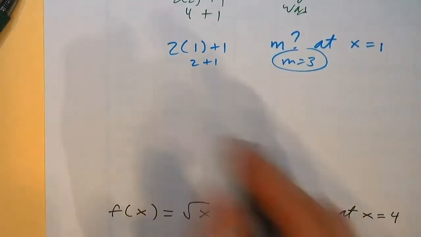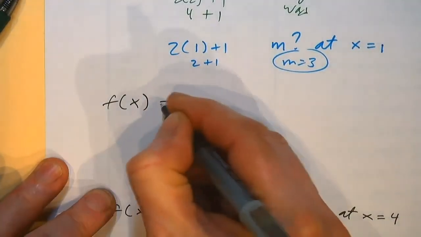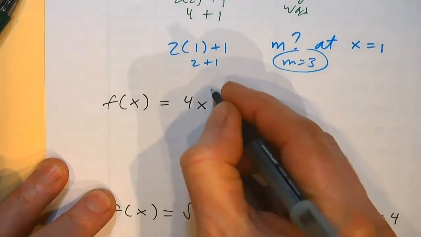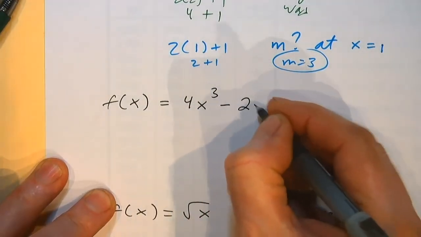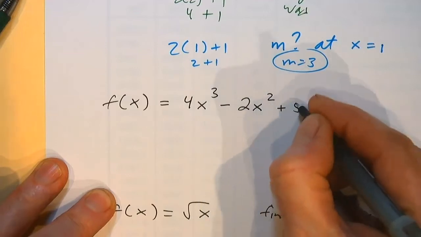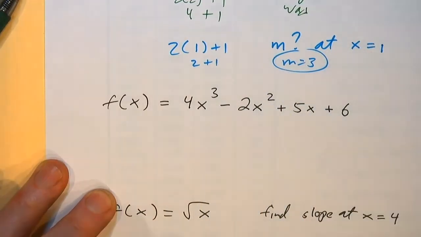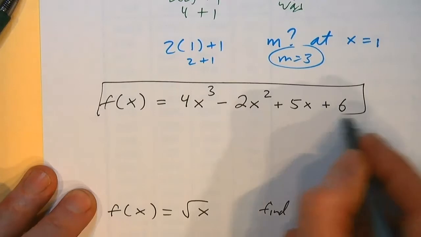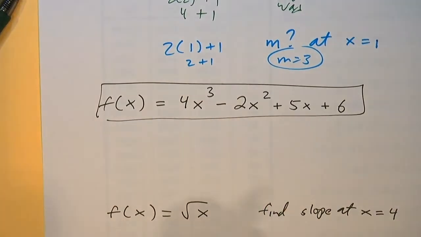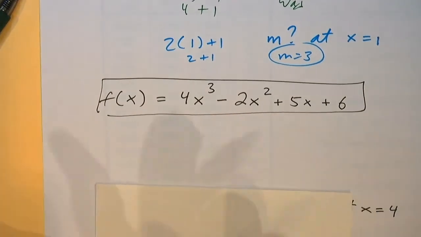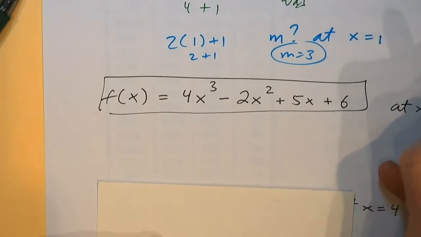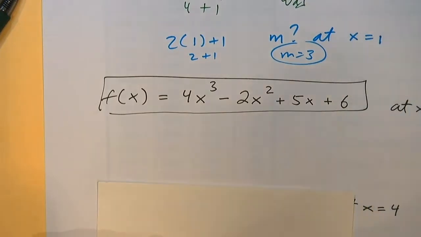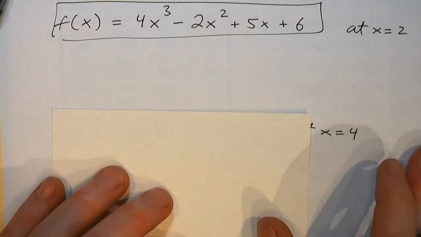Here's one more. Okay, I could give you a fancy equation. What if I gave you something like this? 4x to the third minus 2x squared plus 5x plus 6. And I go, what? Look at this big equation. Don't worry about this one down here. And I say, so what's the slope at x equals, let's just try 2 again. What's the slope of this guy at x equals 2?